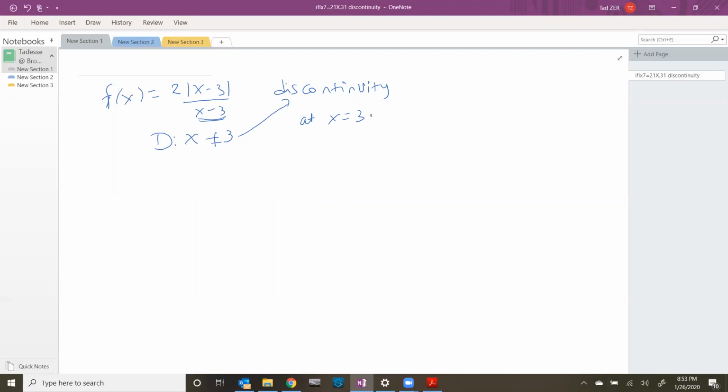Now the question is, will that x equal to 3 be a removable discontinuity or non-removable? For that, what you have to do is find the limit. Always keep in mind, if the limit exists, in a sense, right hand limit and left hand limit are both real numbers and the same, then even if the function is not defined, you can redefine a new function so that the value of the function will be equal to whatever the limit is. Okay, let's see.